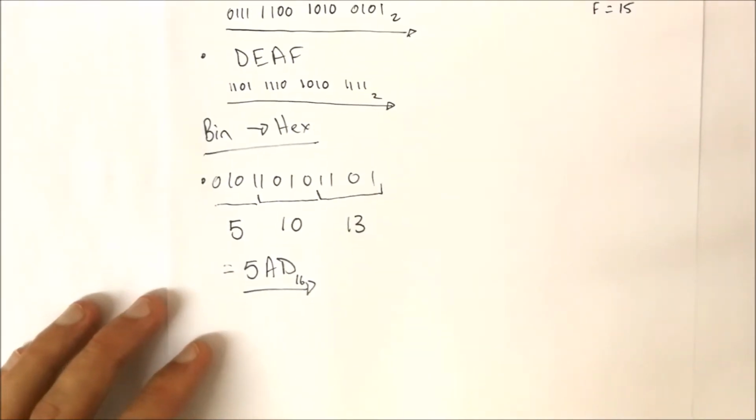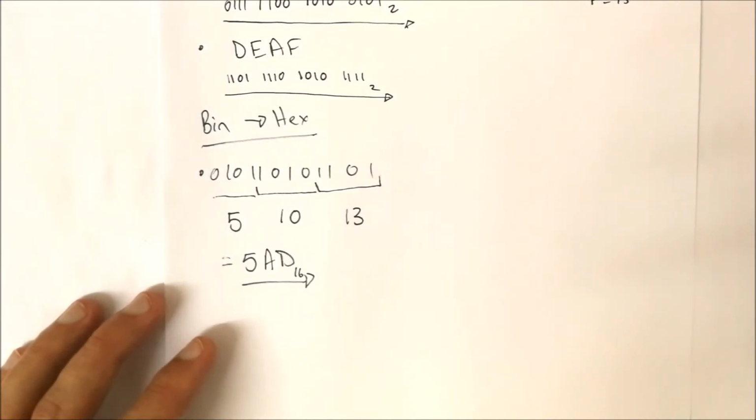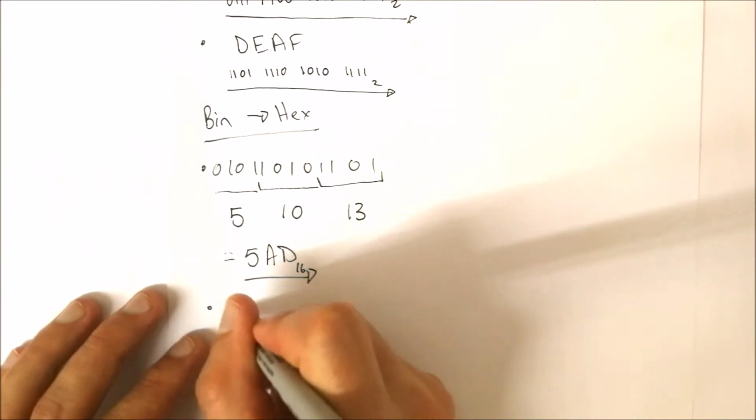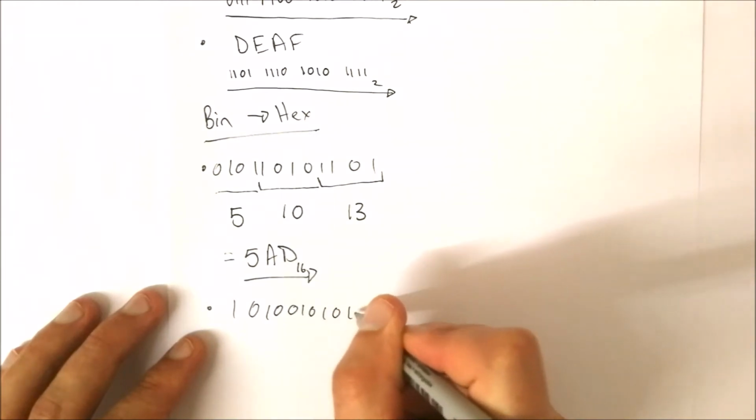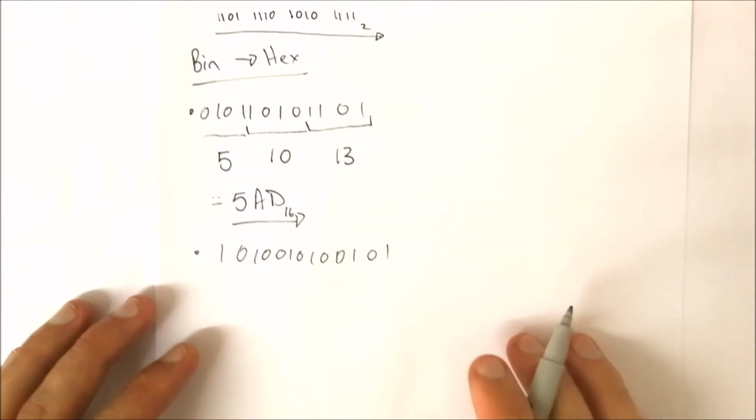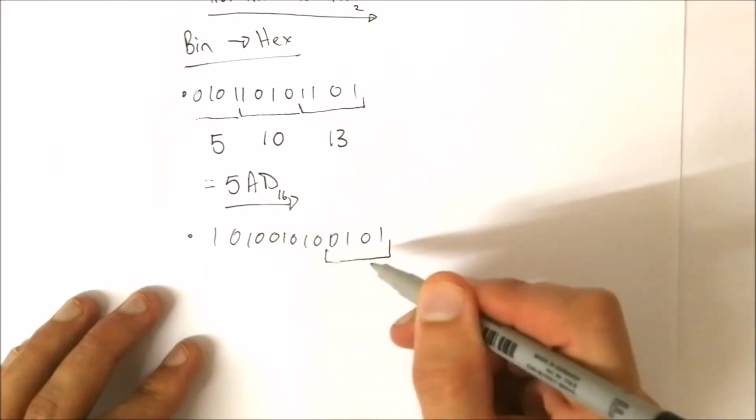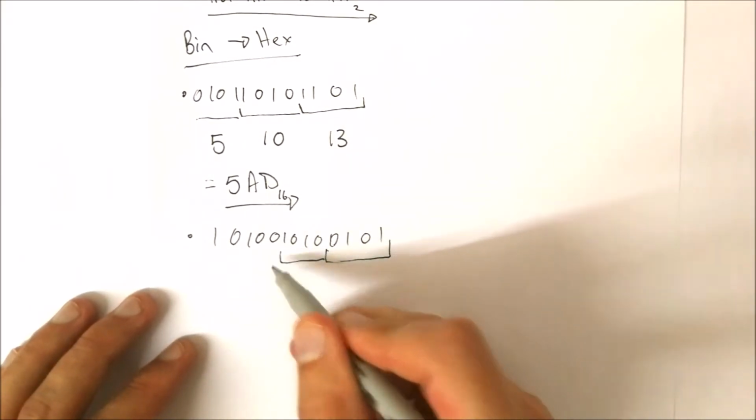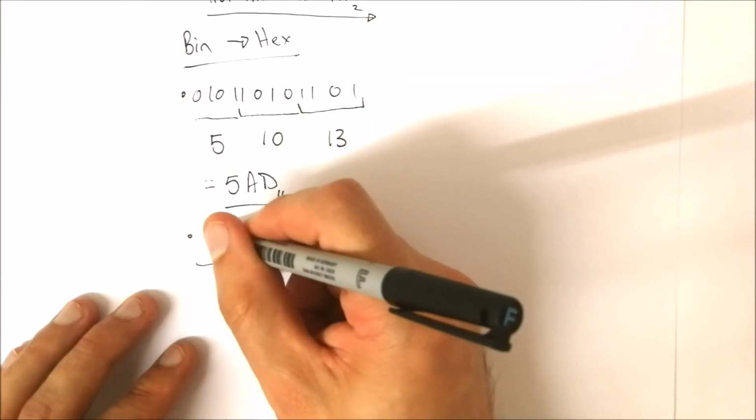Let's have a look at another example. Let's say, for example, we want to look at 1 0 1 0 0 1 0 1 0 0 1 0 1. Again, we're going to split it up into groups of 4, starting from the right hand side. We've got 4 bits over there, 4 bits over there, another 4 over there, and the 1 is on its own, so we need to have 3 zeros in front of it.